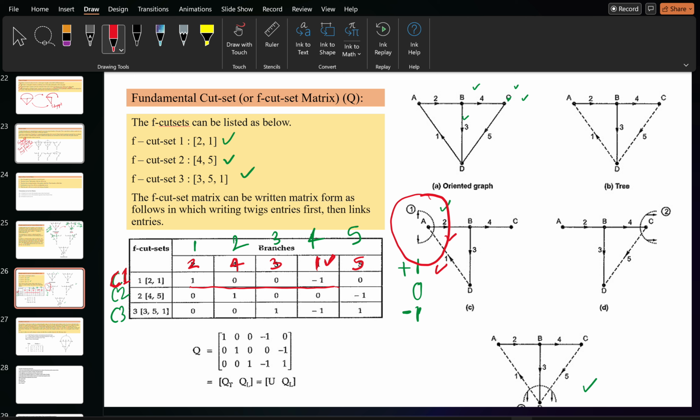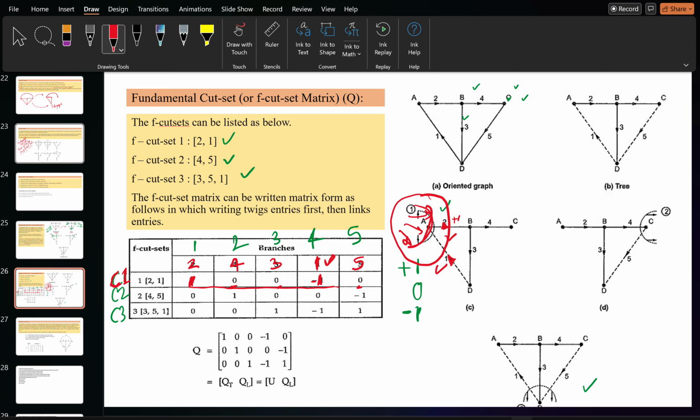Suppose this is the plus for cut set one. So the first branch is actually minus one. Why minus one? Because the direction we have considered is similar to the twig, so it is in the direction like this. But if you see the branch direction, it is opposite. So that's why it is taken as minus one. What about branch two? Branch two, if you see, is plus one because it is in the same direction as that cut set. So that's why it is taken as plus one. Others are not connected, so that's why they are taken as zero. Any doubt in this cut set?